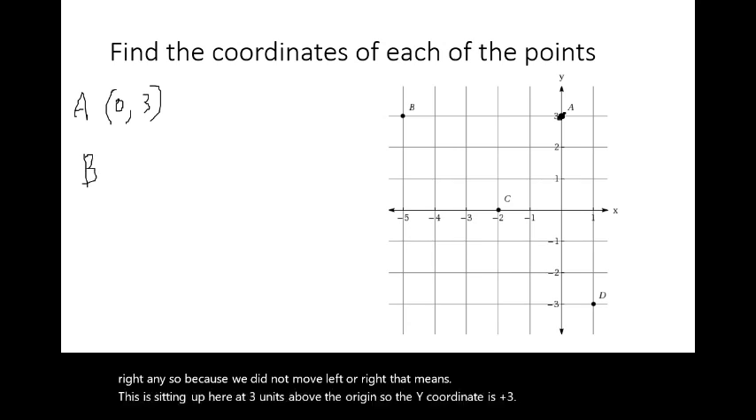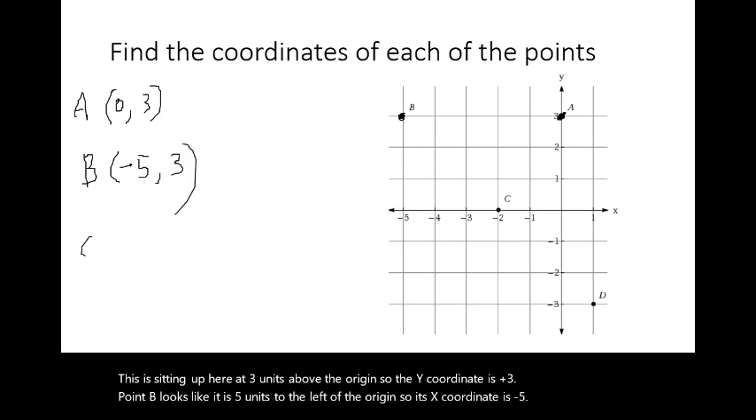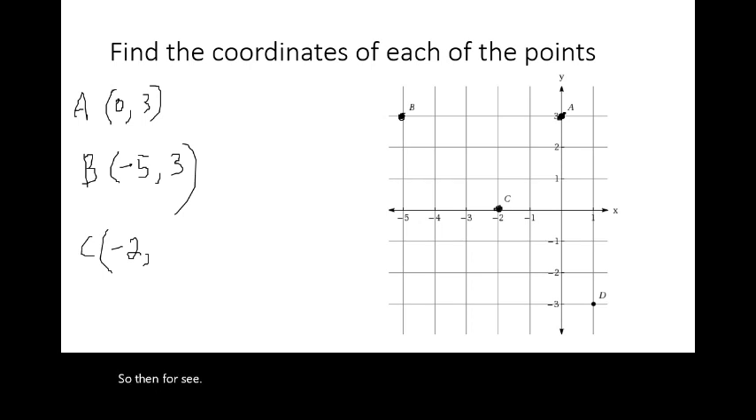So then for point B, which is over here, point B looks like it is 5 units to the left of the origin, so its x-coordinate is negative 5. B is also 3 units above the origin, so its y-coordinate is 3. So then for C, for the x-coordinate, we have moved 2 units to the left of the origin, so its x-coordinate is negative 2. However, since it is sitting on the x-axis, that means we did not move up or down at all, and that means our y-coordinate is 0.